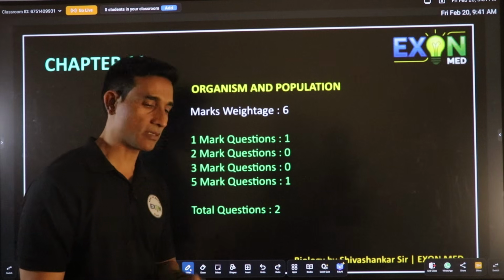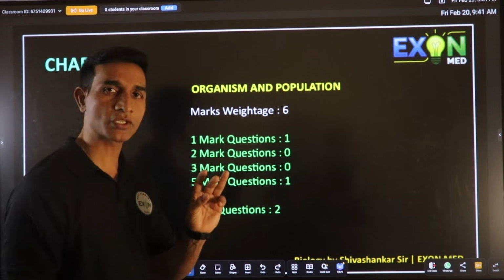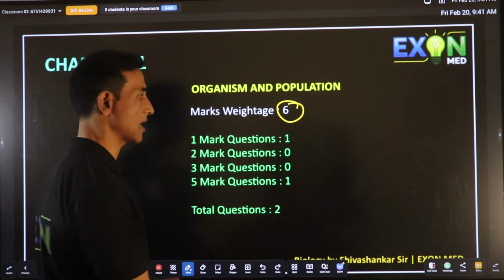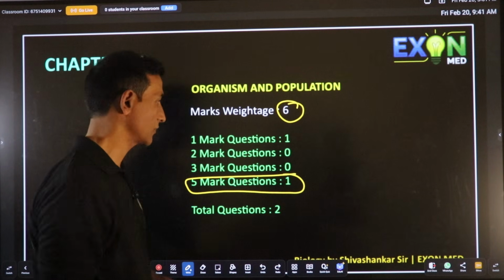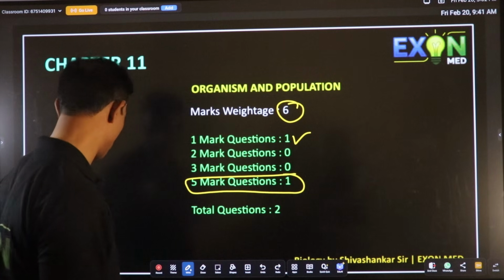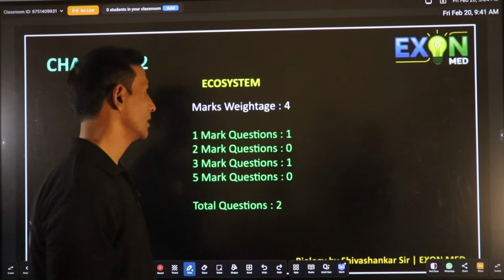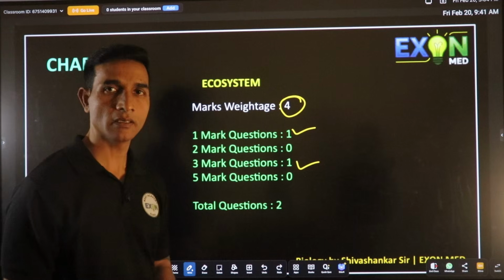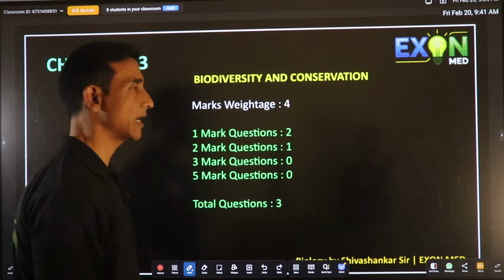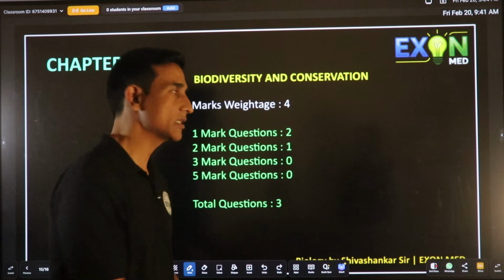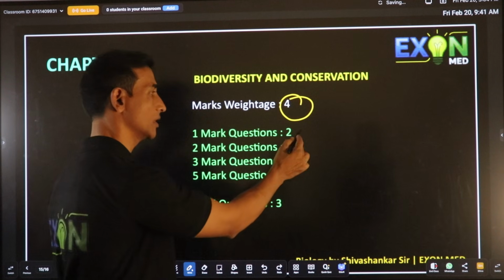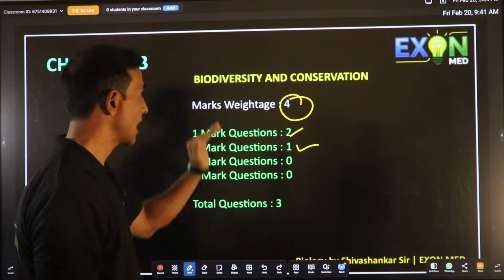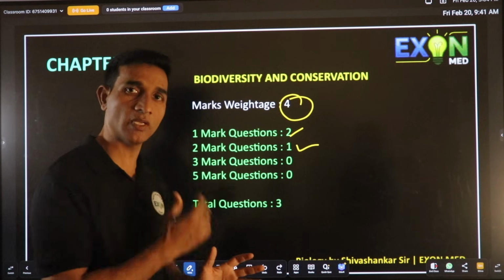Coming to the ecology chapters, which has 3 chapters: organisms and populations, ecosystem, and biodiversity and conservation. First, organisms and populations carries 6 marks. You can expect 1 question of 5 marks from this and 1 MCQ. Okay, next chapter is ecosystem. It carries 4 marks, 1 MCQ and 1 question of 3 marks. And the last chapter is biodiversity and conservation. The weightage is 4 marks. There are 2 questions of 1 mark, MCQ and fill in the blanks, and 1 question of 2 marks. So now we have completed all the chapters' weightage with the distribution of marks.